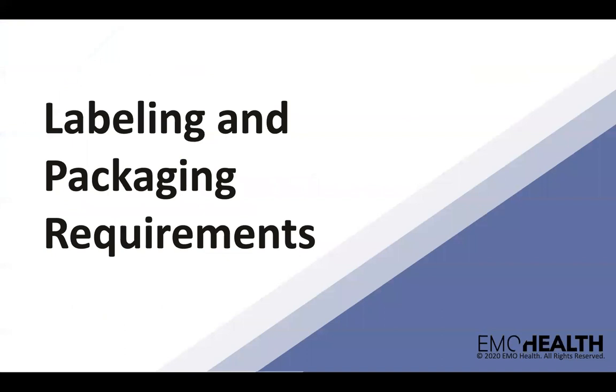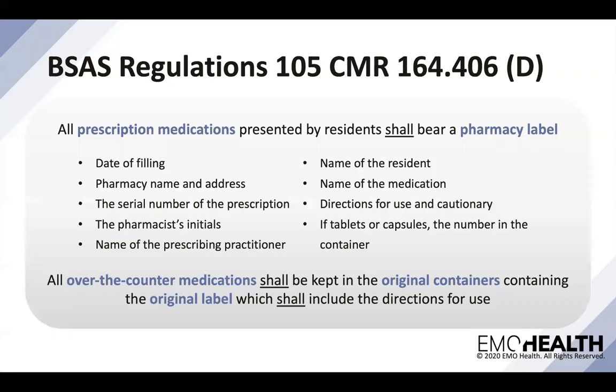So what are our labeling and packaging requirements? There are some BSAS regulations in 105 CMR 164 shown below. All prescription medications must bear the pharmacy label, meaning the label that they are dispensed in. This label contains the following information. I don't want you to worry about looking for this information to make sure that the pharmacy label is in fact accurate. This information is actually required also by the Massachusetts Board of Registration in Pharmacy.